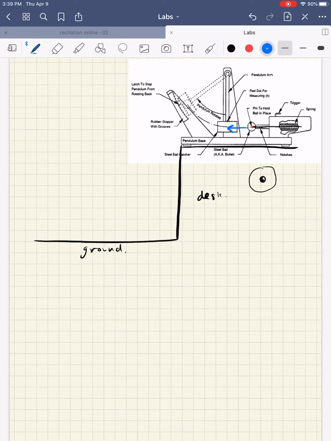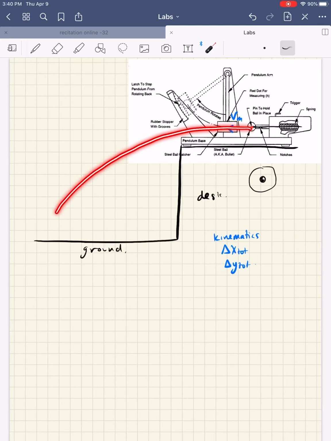So shooting with V muzzle from this position, for kinematics, all we had to measure, if you remember, is delta X total and delta Y total. Those are our two measured quantities. What we're going to be doing is shooting the ball out from this position. It will clear the apparatus and end up on the ground over here. So maybe it's launched, it ends up hitting right here.